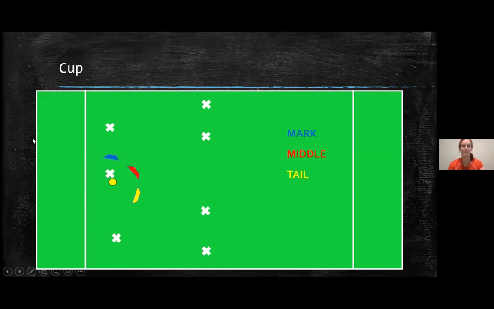Terminology can vary greatly for this. So for this particular presentation, we're going to call the mark the person closest to the disc. The middle is the one in the middle of the cup, and then the tail is going to be the furthest from the mark. All right. So the mark is the leader of the cup.